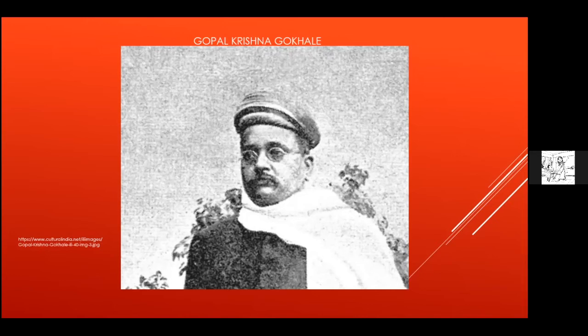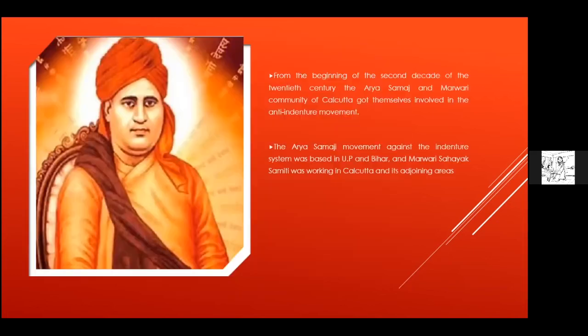The failure of the Indian nationalist efforts in pushing the government for equal political rights to free Indians in South Africa, and Gandhiji's Satyagraha campaign in South Africa itself, which ended in 1913 with a very limited success. The issues of indentured Indians now came to the forefront of the Indian nationalist movement. From the beginning of the second decade of the 20th century, we find that the Arya Samaj and the Marwari community of Calcutta also got themselves involved in the anti-indenture movement. The Arya Samaj movement began against the indenture system, was based in UP and Bihar, and the Marwari Sahayak Samiti was working in Calcutta and its adjoining areas.